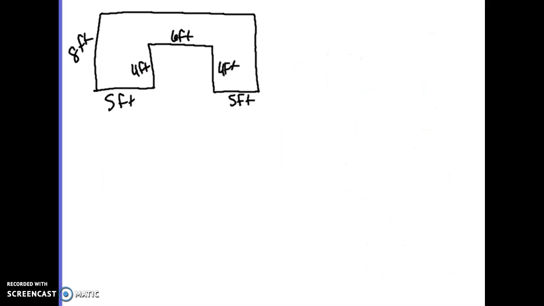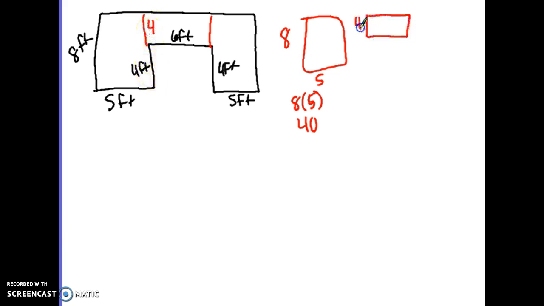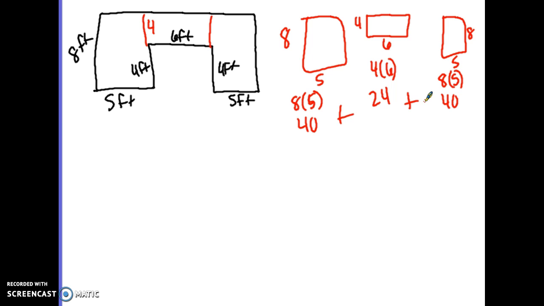All right, for this one, I'm going to cut here and here. So this big rectangle is 8 by 5, which is 40. This one is, if it's 4 here, then this top part has to be 4. 4 by 6, which is 24. And then the last rectangle is like the first one. It's 5 by 8, which we said was 40. And now I add them together. 40 plus 24 plus 40 is 104 square feet. Don't forget to put your unit.